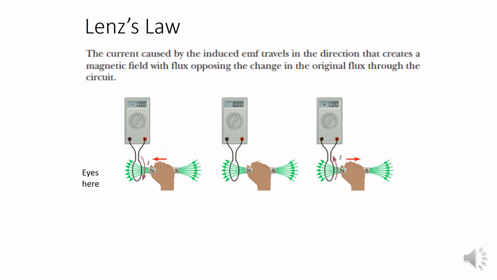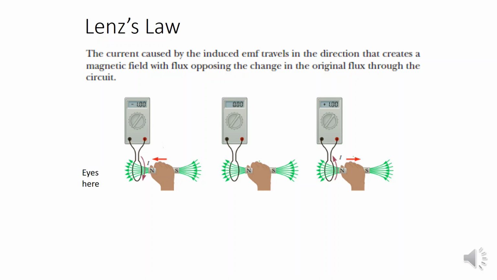We know that as we move the magnet towards the loop, there will be a change in flux at the loop, from zero to a certain value of flux. So the change in flux will produce induced current at the loop. The induced current itself also creates its own flux, a new flux. So the new flux will oppose the direction of the original flux.